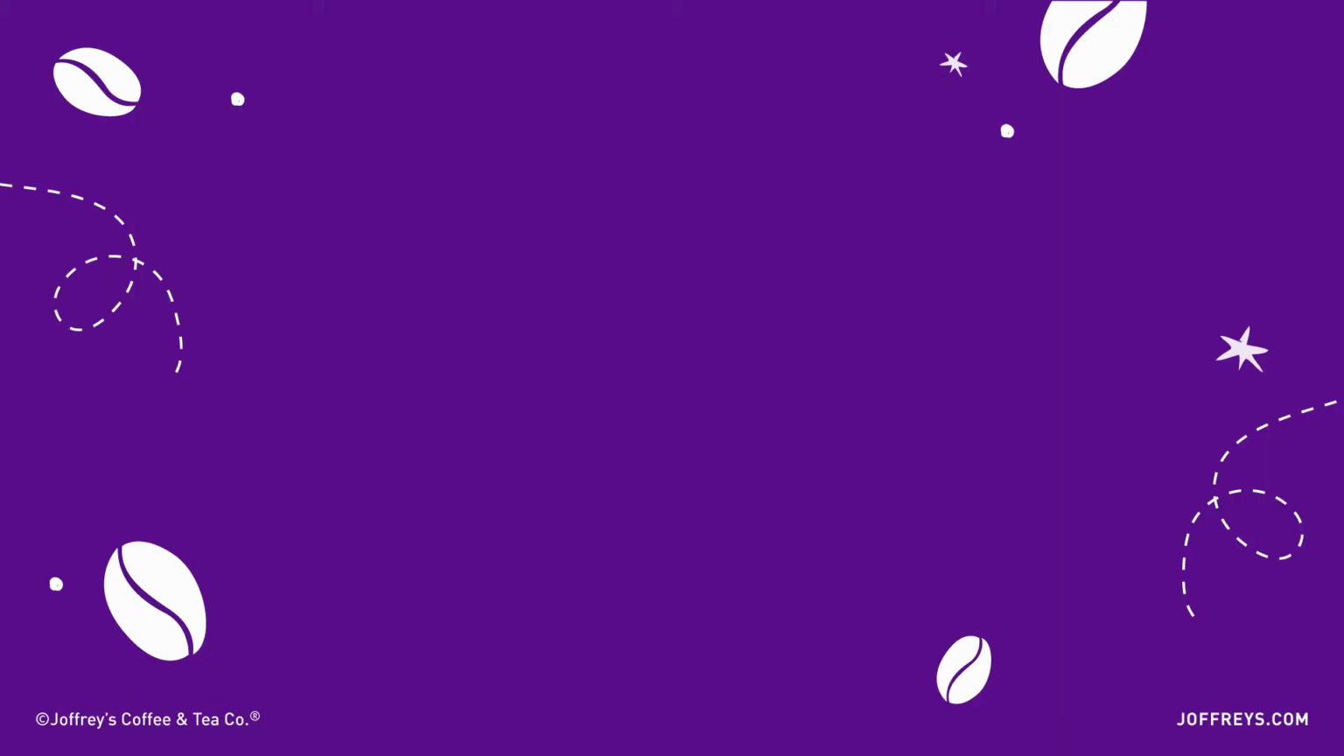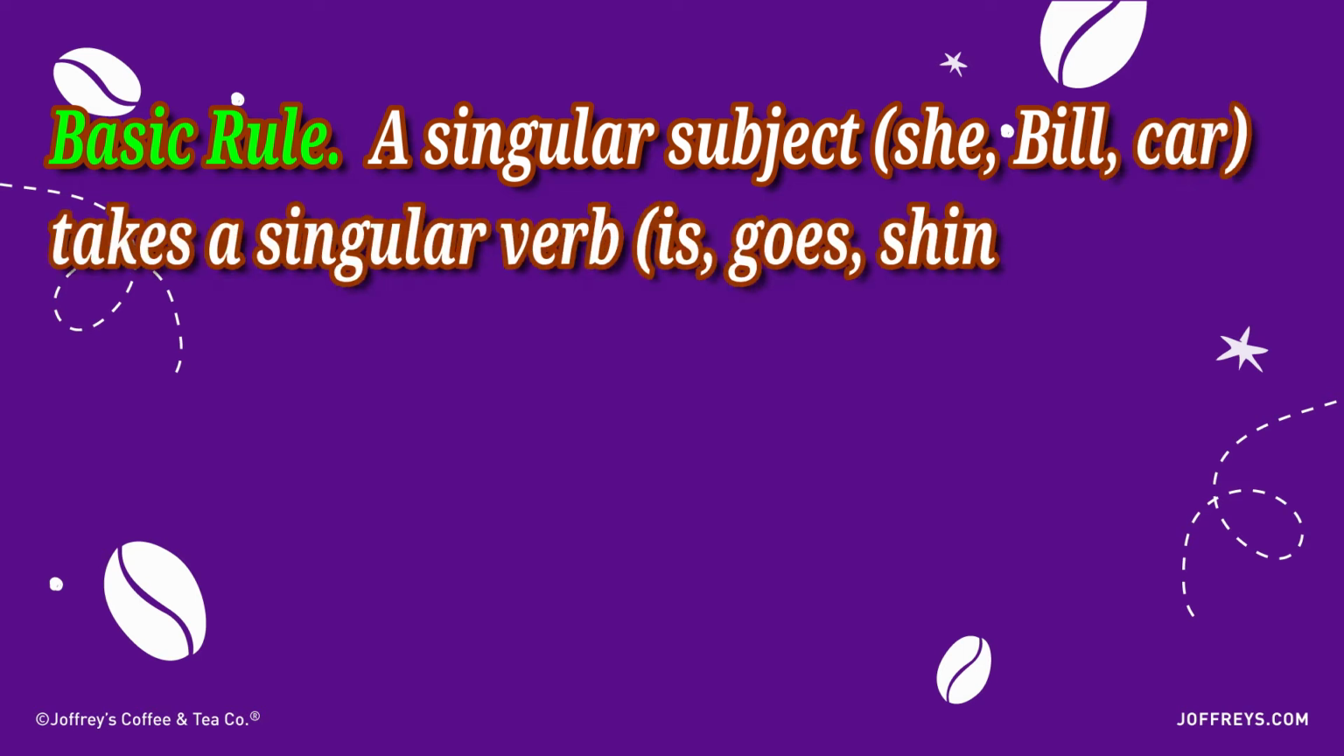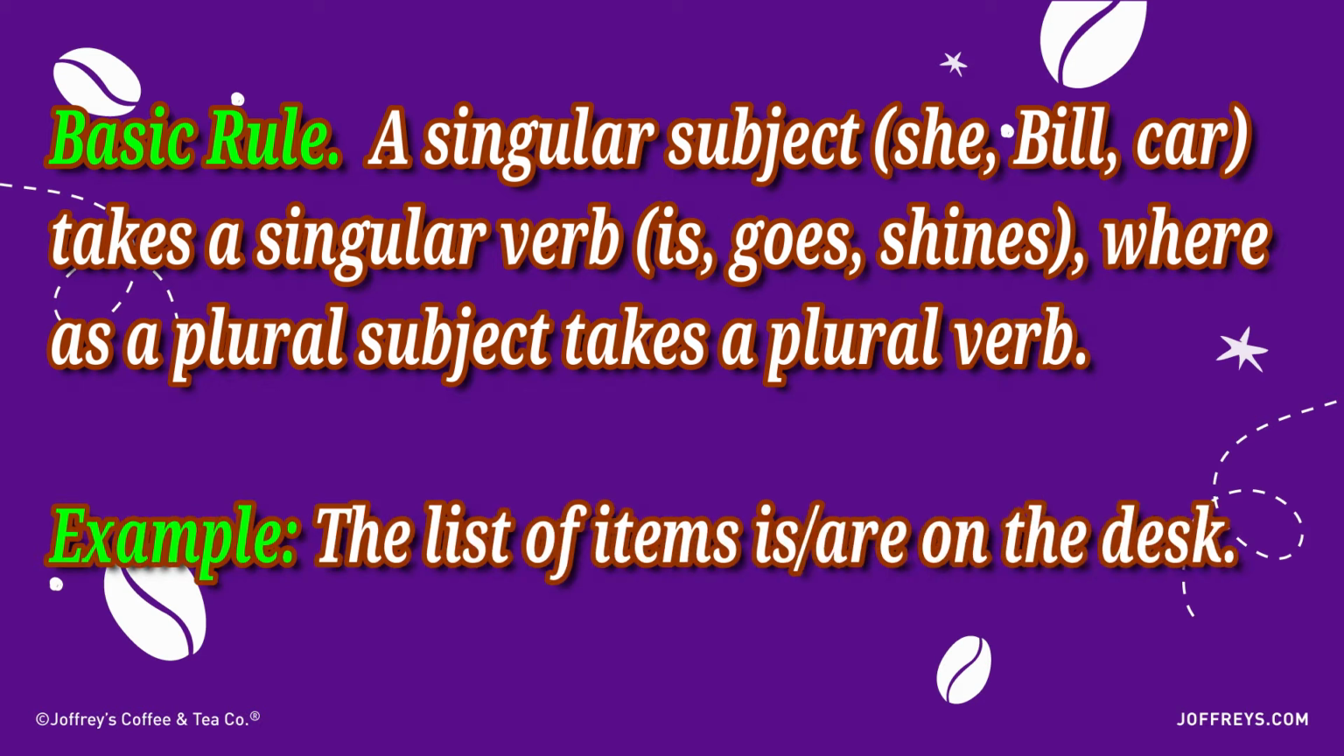Note 1. We will use the standard of underlining subjects once and verbs twice. Being able to find the right subjects and verbs will help you correct errors of subject-verb agreement. Basic rule: a singular subject, for example bill, card, takes a singular verb, like is, goes, seen, whereas a plural subject takes a plural verb.